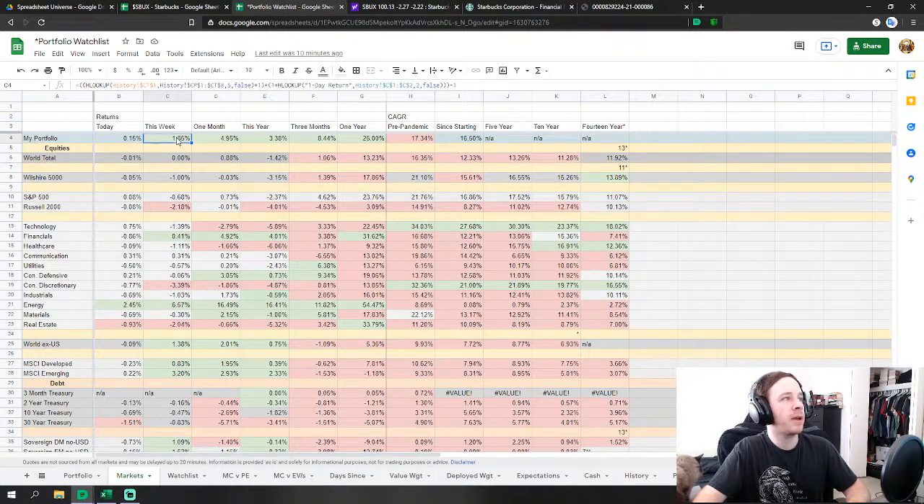Against that, however, my portfolio has done 1.85% this week against the S&P 500's negative 0.68. That's pretty good. On the 1 month, this year, 3 month and 1 year period, we are beating the S&P 500. Pre-pandemic, we are not. And since starting, we're roughly even with them. So that's where things currently stand today.